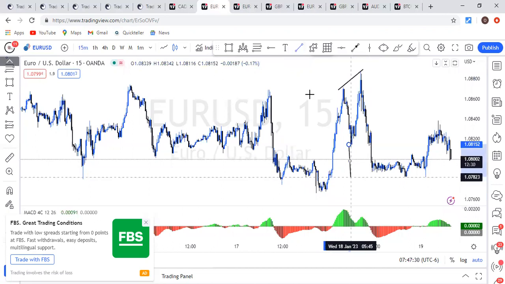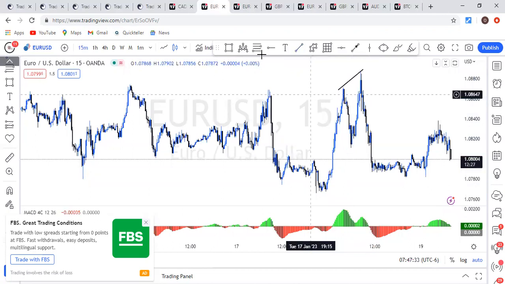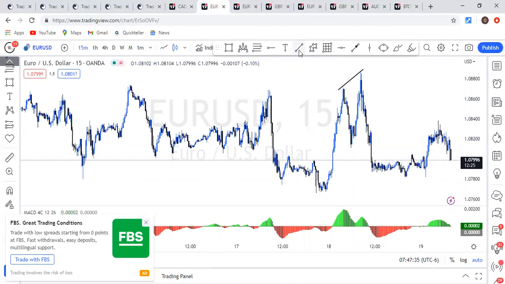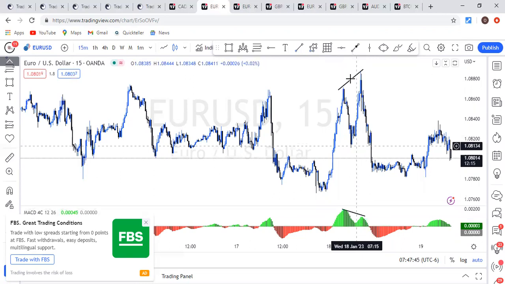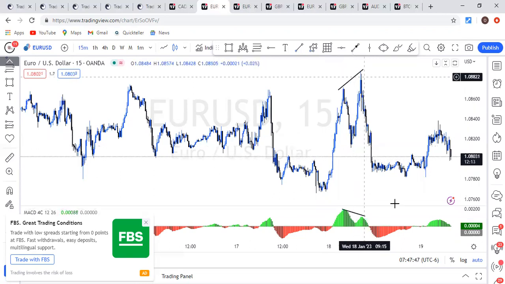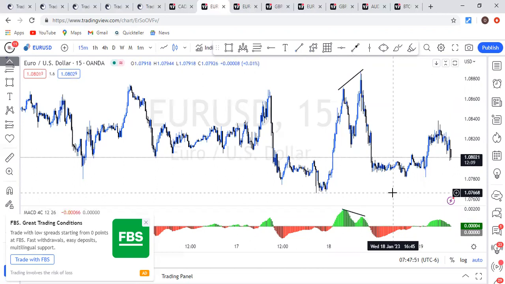Okay, my internet is lagging. Let me do that again. What did you see on MACD? MACD created a lower high. So if you know how to use divergence, what happened afterwards? Look at the drop to the downside, bam, to the downside. So the indicator and price must go in sync at every point in time.